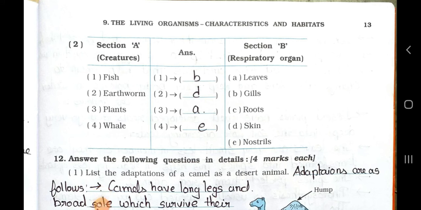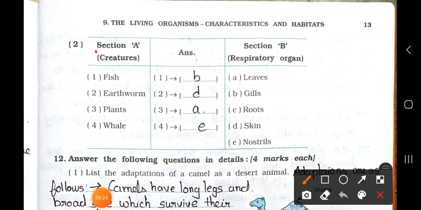In that, match the column. Number 2. First of all we will see section A, which are creatures. Number 1, fish. 2, earthworm. 3, plants. And fourth one, whale. And section B, that are respiratory organs. A, leaves. B, gills. C, roots. D, skin. And E, nostrils.